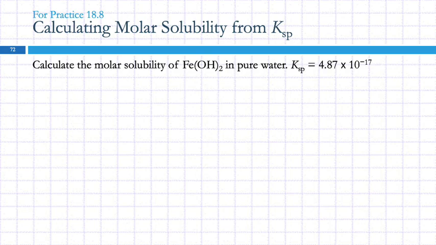Calculate the molar solubility of iron hydroxide in pure water. KSP is 4.87 times 10 to the minus 17. Well, first we need to write the equation for this compound dissolving, because we need to have the equilibrium expression for KSP. So we have iron hydroxide, solid, in equilibrium with, what are the ions that it forms? Yeah, we've got iron 2 plus, that's aqueous, and 2 hydroxide ions.